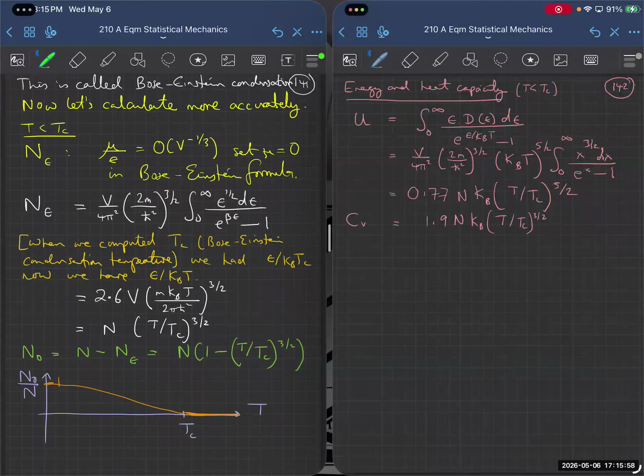And so I can plot that over here. So here is T over Tc, here is Cv over N kB. And if it was a classical gas, it would be 3/2. So we know that at high temperatures, this graph should definitely be going like this. But in fact, what happens is this thing comes up like that, and then there's a cusp, and then it comes around like that.